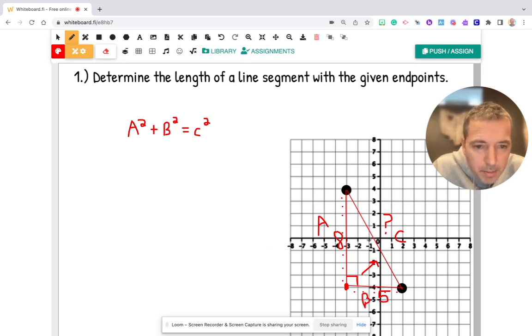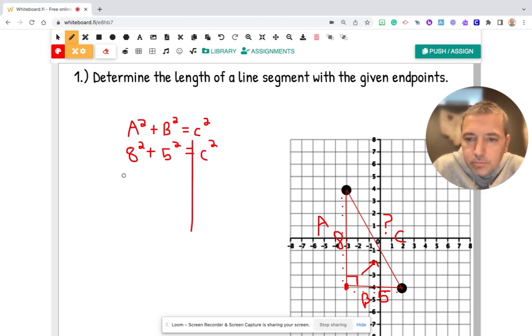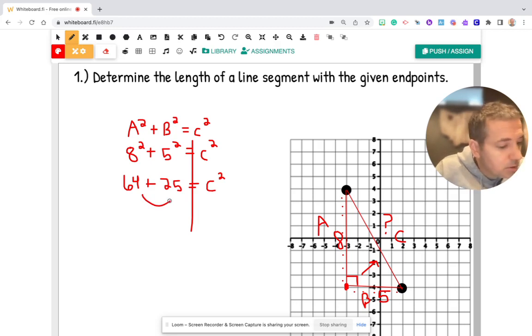So once I label them, I'm going to plug them in. So I'm putting the 8 in for A. I'm putting the 5 in for B. And I'm still missing side C, right? So 8 times 8 is 64. 5 times 5 is 25. Bring everything down. The 64 and 25 are on the same side. There's a plus sign between them, so I can add them together. 64 plus 25 is 89.